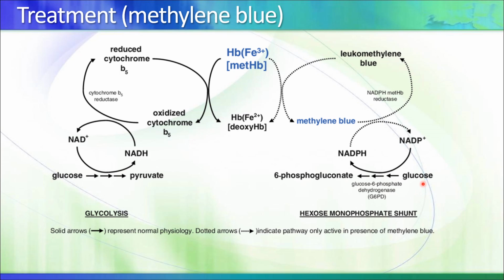So what happens with the pentose phosphate pathway is that you have the production of NADPH. Now NADPH is the source of electrons that would be used to reduce methylene blue to another product known as leukomethylene blue. Now, leukomethylene blue can be used as a source of electrons for methemoglobin, resulting in the production of the normal globin molecule. So, methylene blue can be used in treating people with methemoglobinemia.